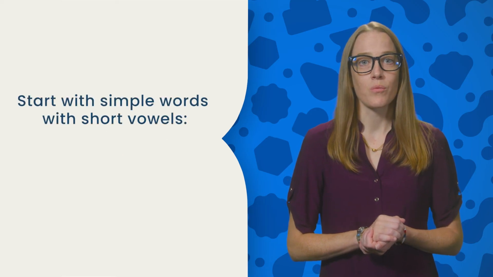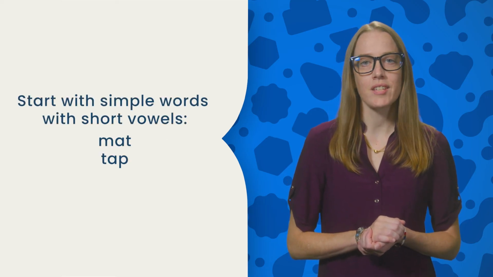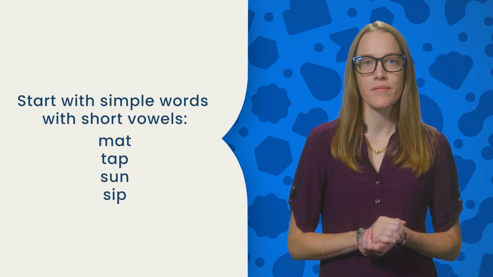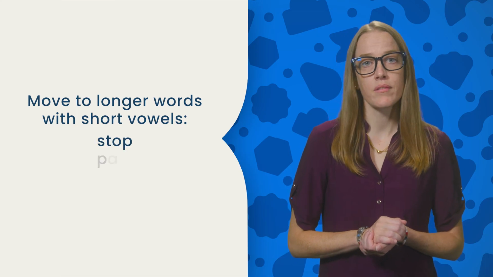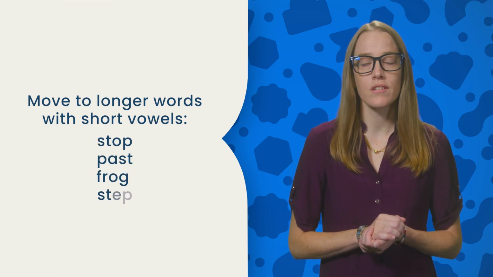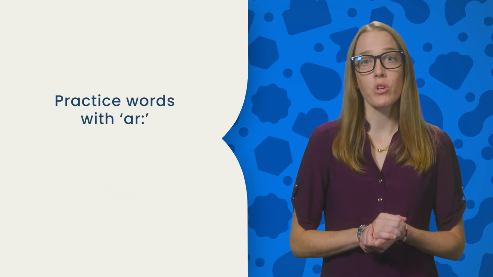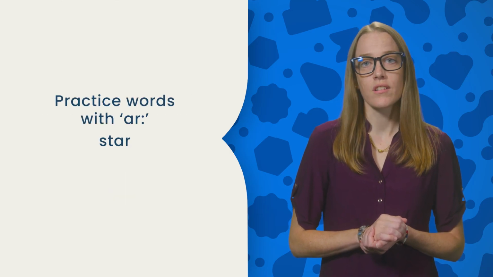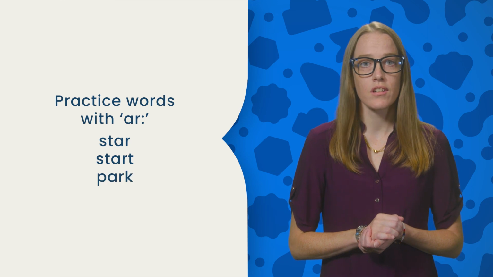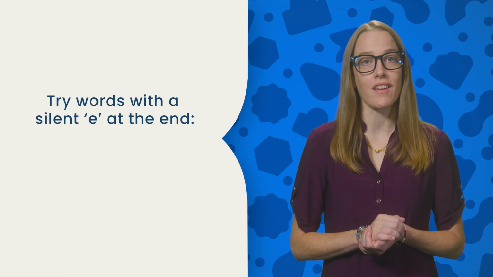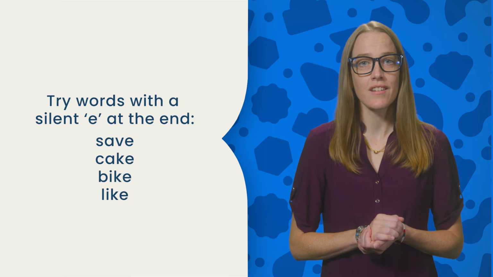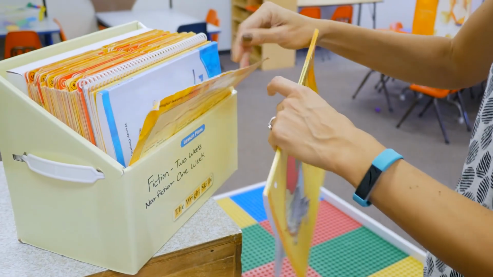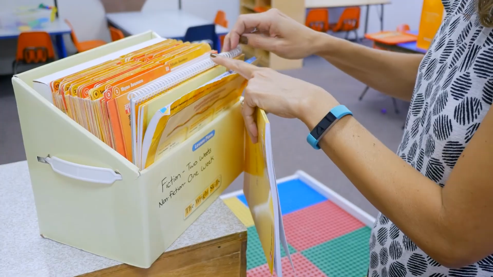Start with simple words with short vowels. Mat, tap, sun, sip. Move to longer words with short vowels. Stop, past, frog, step. Practice words with AR. Star, start, park, car, barn. Try words with a silent E at the end. Save, cake, bike, like. You can also talk to your child's teacher to pick word types that are just right for your child.